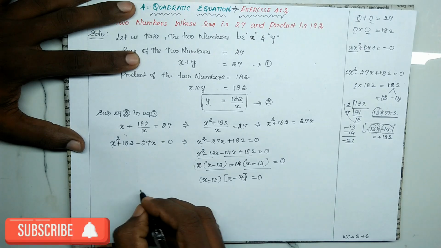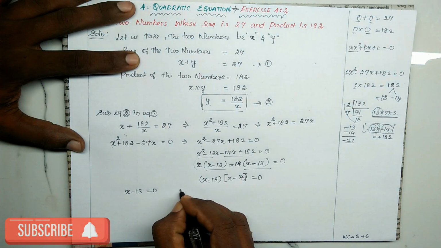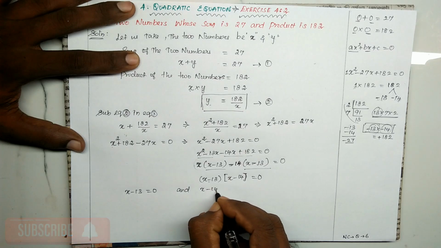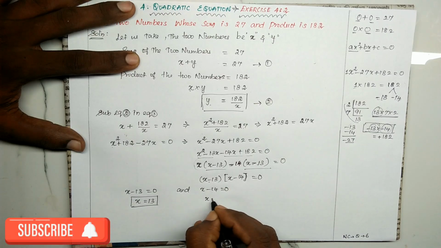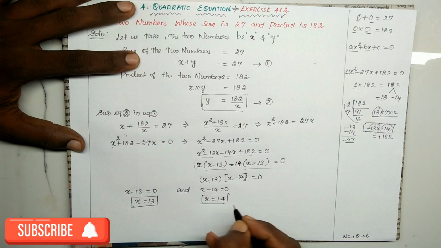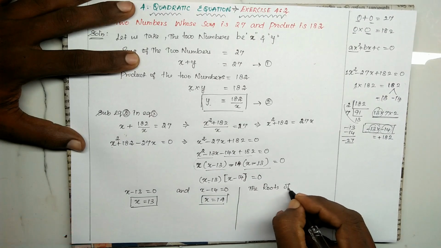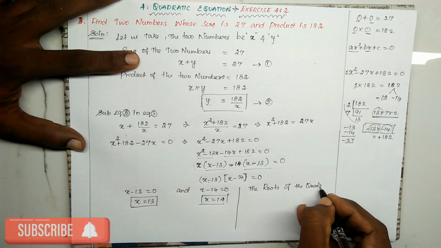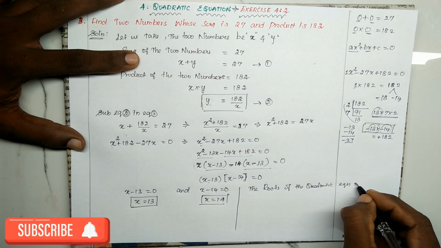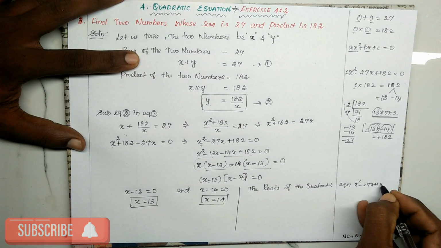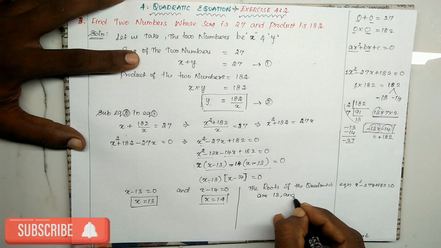Now equating these two to 0, we will get x minus 13 is equal to 0 and x minus 14 is equal to 0. So the value of x here is 13 and the value of x here is 14. Now these are the roots of the quadratic equation. The final answer is the roots of the quadratic equation. What is the equation we had? x square minus 27x plus 182 is equal to 0, the roots are 13 and 14.